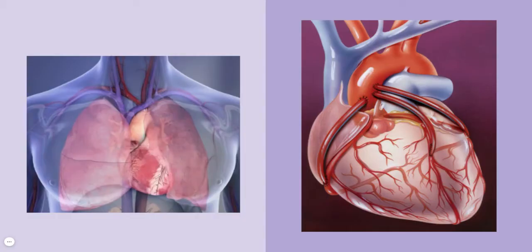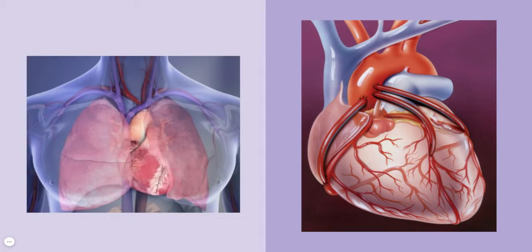Shape and size of the heart. The shape of the heart is similar to a pine cone, rather broad at superior surface and tapering to the apex. A typical heart is approximately the size of your fist, 12 centimeters (5 inches) in length, 8 centimeters (3.5 inches) wide, and 6 centimeters (2.5 inches) in thickness.